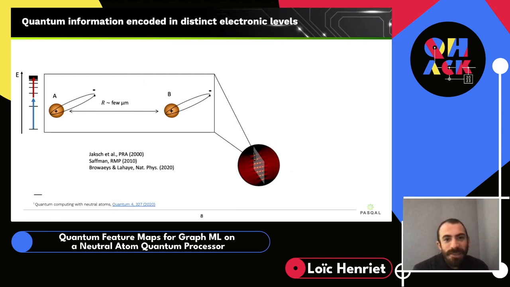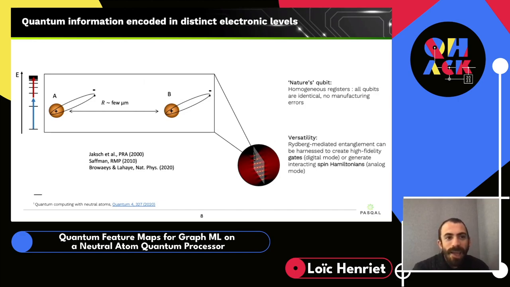I will not give more details, but we have some details here in this particular paper, for example, about our technology. So with lasers, we trap atoms, we drive transitions between electronic states, and we use dipole-dipole interactions to create entanglement. So by nature, all our qubits are identical. Well, atoms, they are all the same. And the dipole-dipole interaction that I mentioned earlier, you can use it to create digital gates, but you can also use it to generate Hamiltonian sequences in what we call the analog mode, and that will be the focus of today.